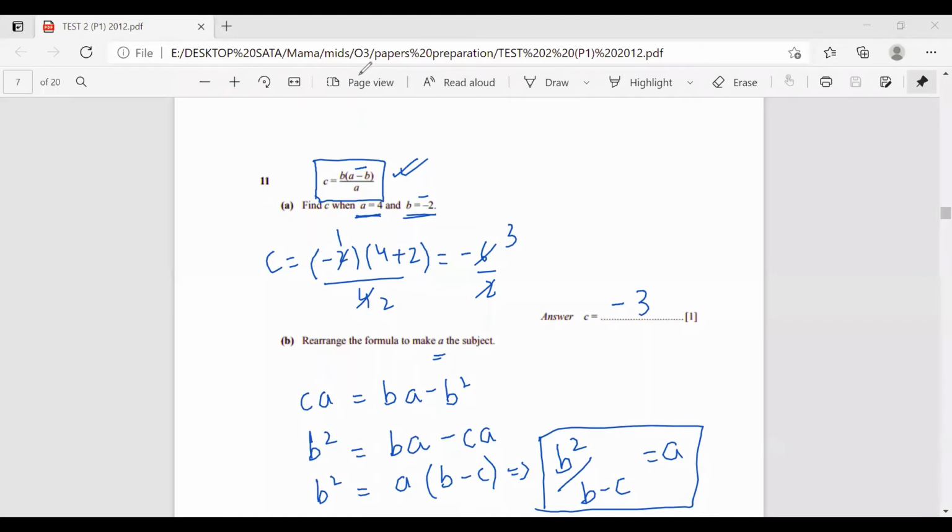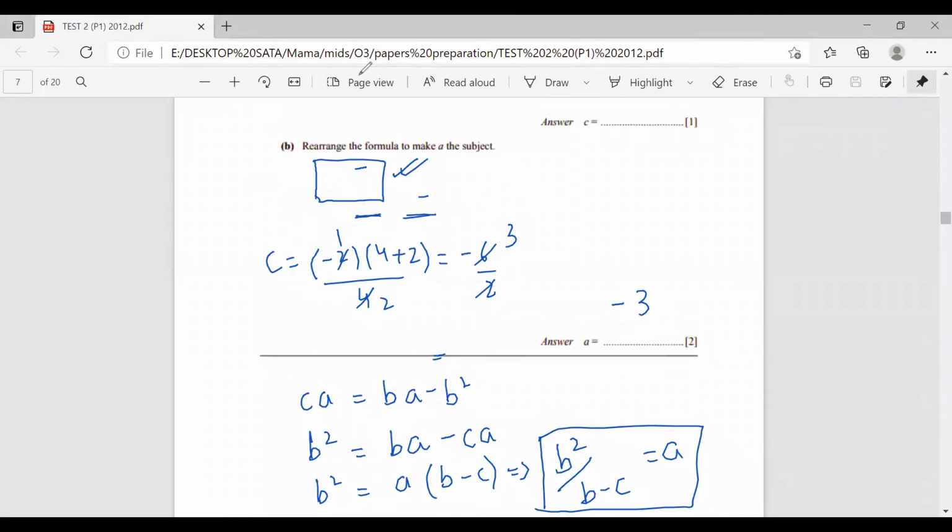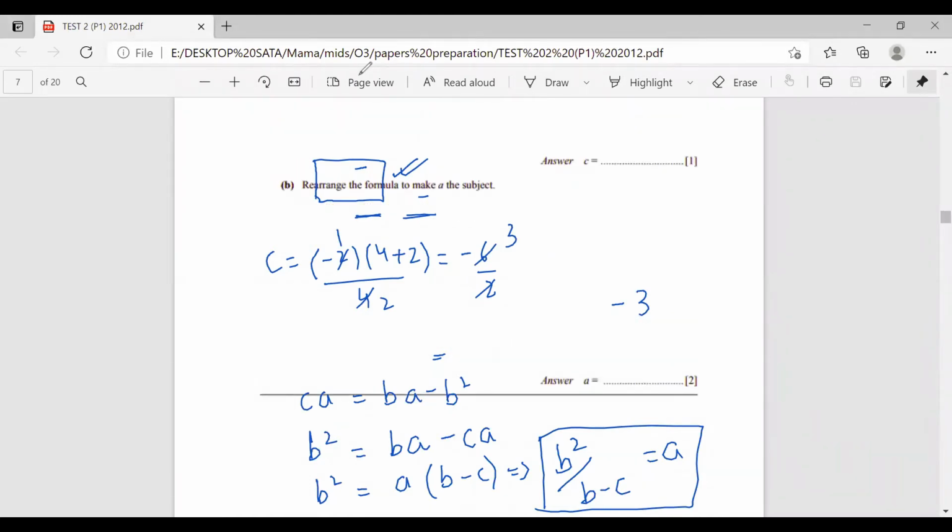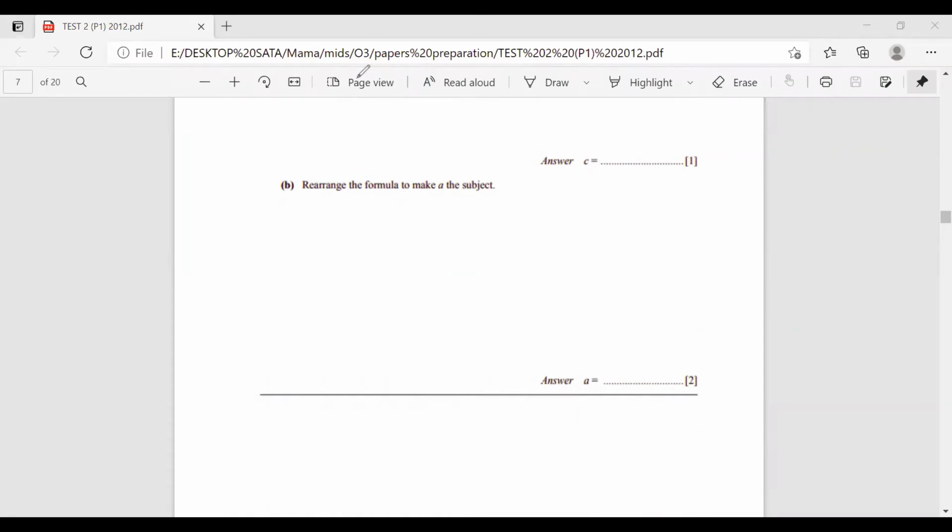That means you have made A the subject: B square upon B minus C. This is your answer. Clear? Moving on to the next question.